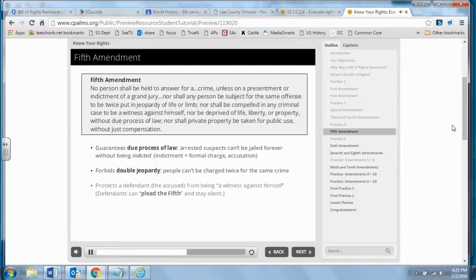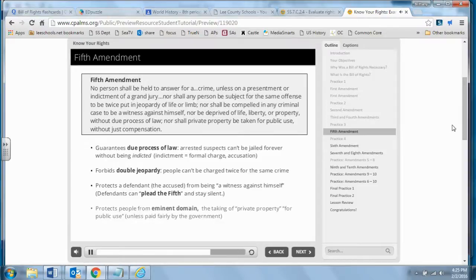The Fifth Amendment protects a defendant, the accused, in a criminal trial, from being compelled to be a witness against himself. That means he doesn't have to answer any questions he doesn't want to, if the answers might make him appear guilty. The defendant has the right to simply plead the Fifth, and keep his mouth shut.